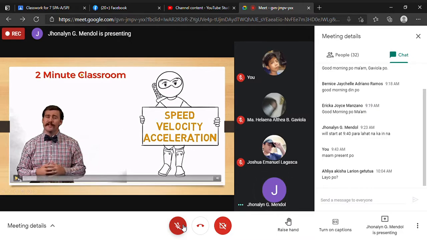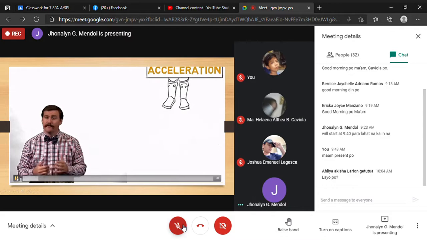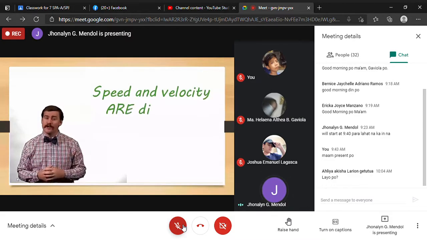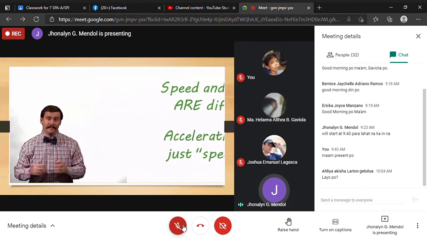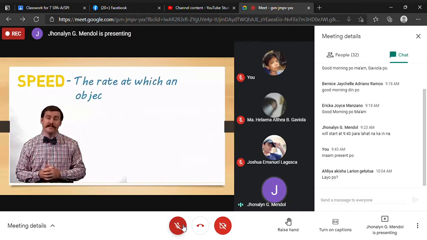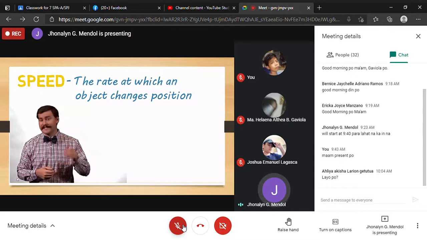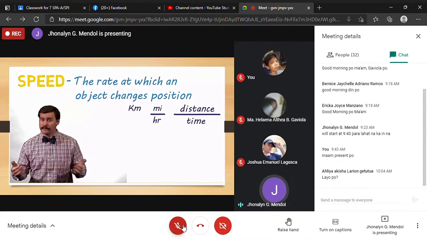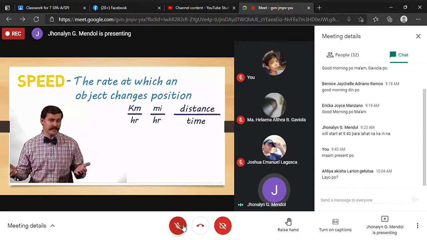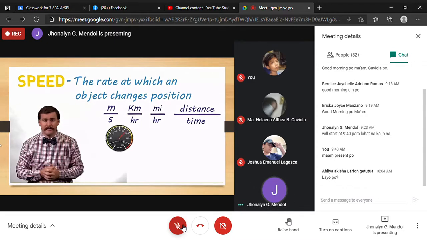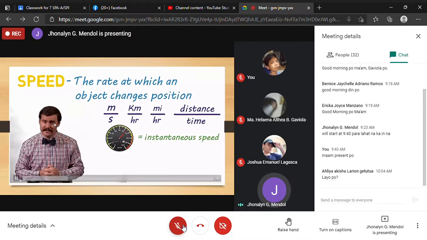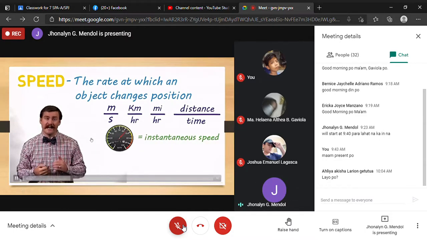Right off the bat. First of all, speed and velocity are different. And acceleration is much more than just speeding up. Speed is the rate at which something changes its position. It's represented as distance over time. Miles per hour, kilometers per hour, meters per second. These are all examples of the units for speed. So if you're driving a car at 72 miles per hour, then that's your speed. In fact, it's your instantaneous speed, or your speed at that exact moment.